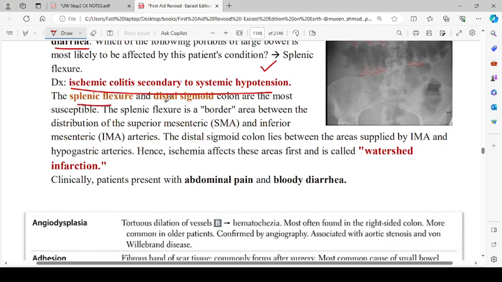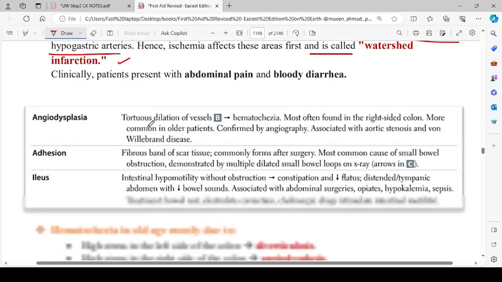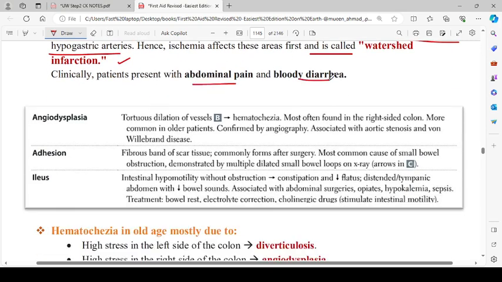The splenic flexure and distal sigmoid colon are the most susceptible. The splenic flexure is a border area between the distribution of the superior mesenteric artery and inferior mesenteric artery. The distal sigmoid colon lies between the area supplied by the inferior mesenteric artery and hypogastric arteries, and ischemia affects these areas first and is called watershed infarction. Clinically, patients present with abdominal pain and bloody diarrhea.